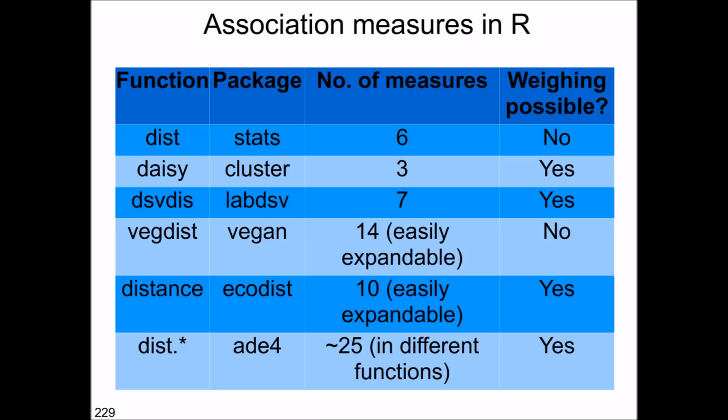In R, you have many packages that include functions for calculating association measures. Some of them allow for weighting as well. I just give a brief overview here of the different packages. And in case you miss one of the association measures, maybe one of the other R packages has that measure included.